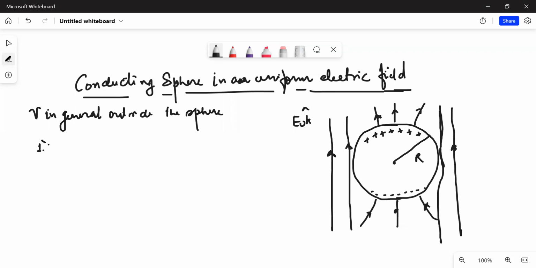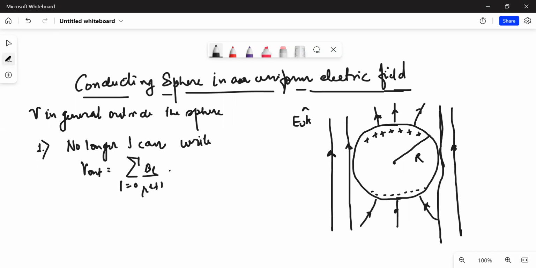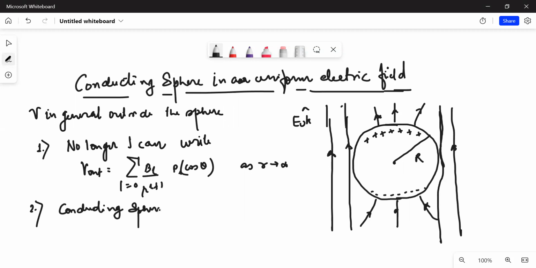Now, the first condition to understand here is that no longer can I write my potential outside in this form. Why? Because as r tends to infinity also, there is some electric field, since this electric field extends to infinity. The second thing to understand is that on the conducting sphere, the potential would be some constant, because the surface of a conductor is an equipotential. The surface must be a constant. So this is what we took.